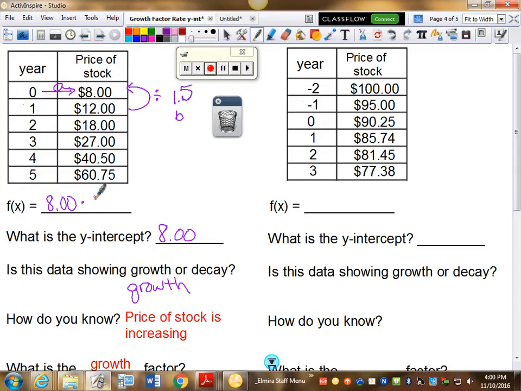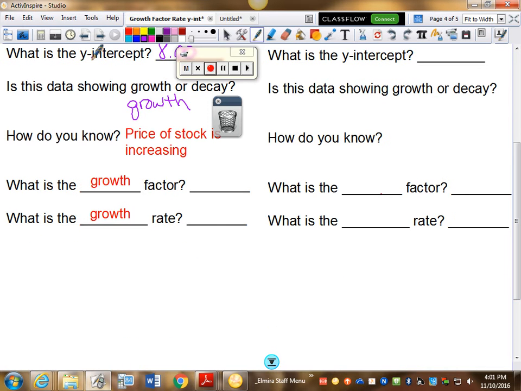Okay, so times 1.5 is my factor. My rate, remember, if it's growth, it's 1 plus R equals 1.5. So R equals 0.5. Move the decimal over 2 times, and I get 50%.